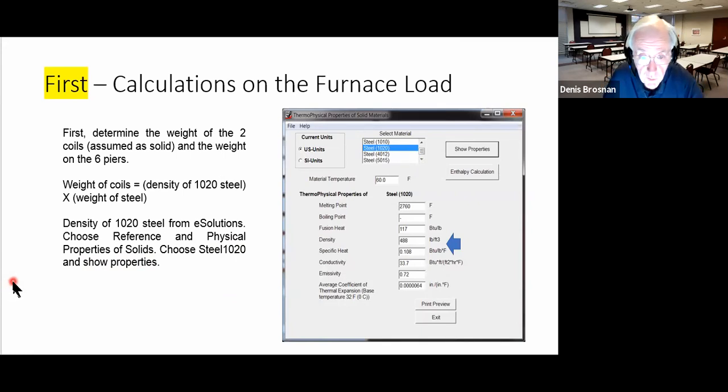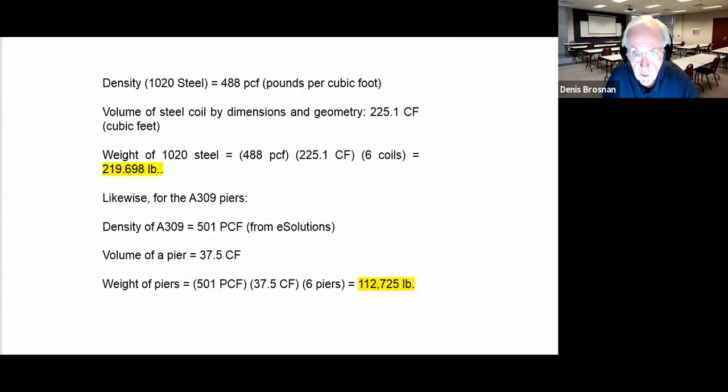So you're going to go to the properties of solid materials, and we have 2 coils and we have 6 piers. So the weight of the coils is the density of the steel times the volume of the steel. And the density of the steel is coming from physical properties of solids. So we're going to choose 1020 steel up here, and we're going to read a density. So we have a density for our calculation purposes. So 1020 steel is 488 pounds per cubic foot.